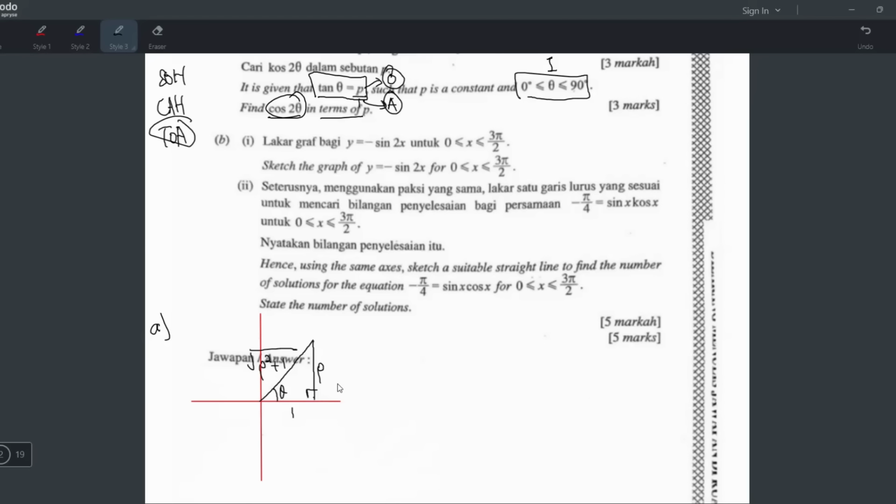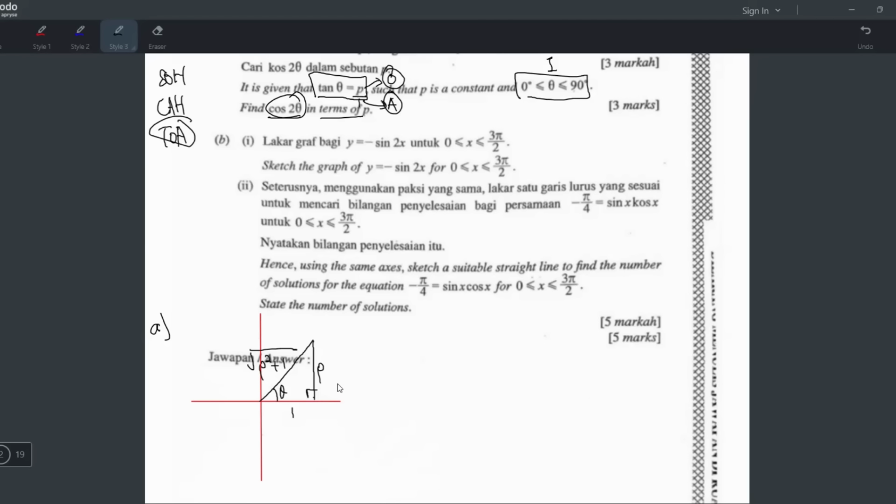Now actually it doesn't matter already. Whatever they ask me to find, I can find it, because I already have all 3 sides of the right angle triangle. When you have all three sides of a right angle triangle, you don't need to be afraid anymore. Whatever they ask you to find, you can. Sin, cos, tangent, anything. But they want to find cos 2 theta.